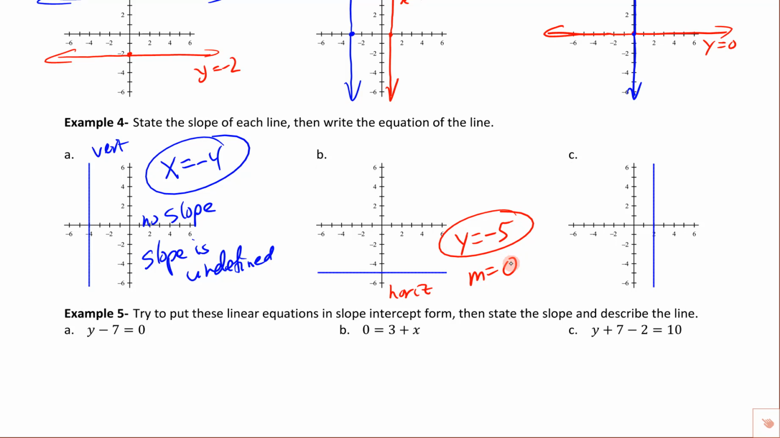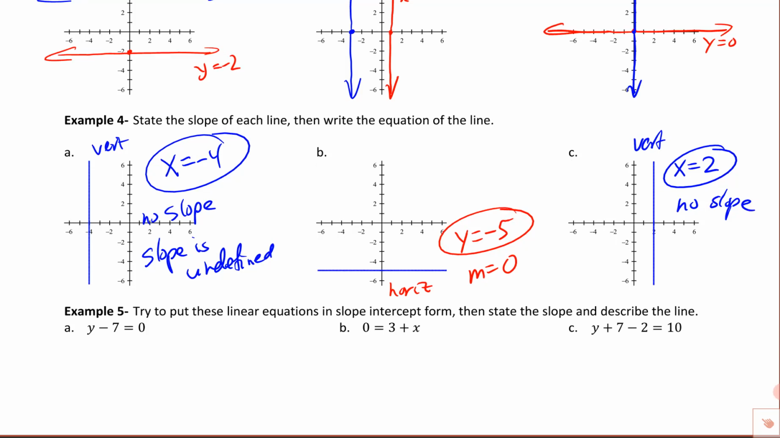Okay? And then the last one right here, again, this is another vertical one, so I'm going to write vertical. So that's going to be x equals a number. Look through here and see if you can figure out what number it equals. It would have to equal 2. Okay, so there's the equation. And then I'm going to say that this has no slope. That's kind of the way I like to talk. There are some people that say slope is undefined. Either way is totally okay. You need to be able to recognize both of them.